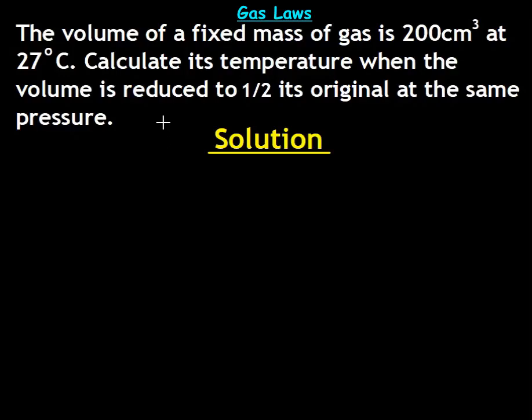In this video, let us solve this problem. So we have the volume of a fixed mass of gas is 200 centimeter cube at 27 degrees Celsius. Calculate its temperature when the volume is reduced to half its original at the same pressure.